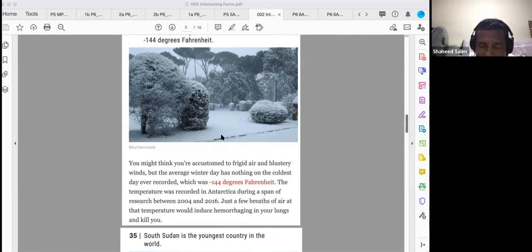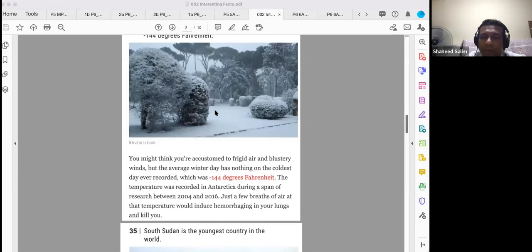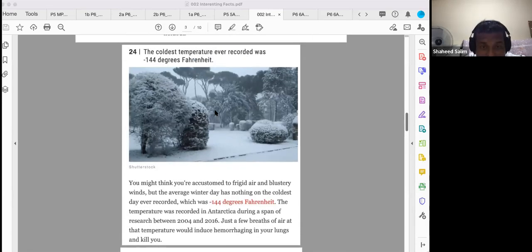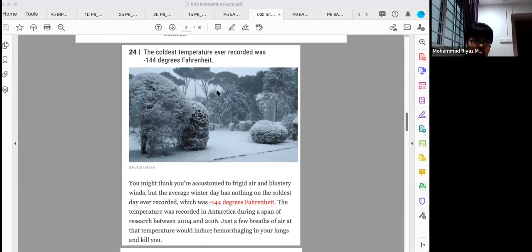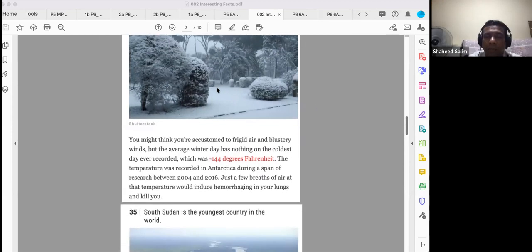So if you drink a Slurpee, you get brain freeze, and that brain freeze is still fun. This one can kill. We read in the Quran about hell, right? Always we talk about fire. Allah also mentioned very cold stuff that can freeze you. It's also mentioned in the Quran.